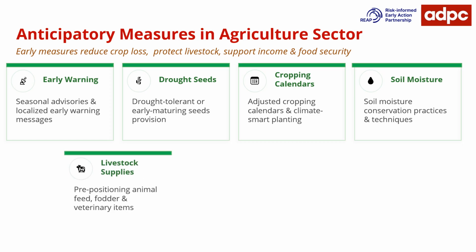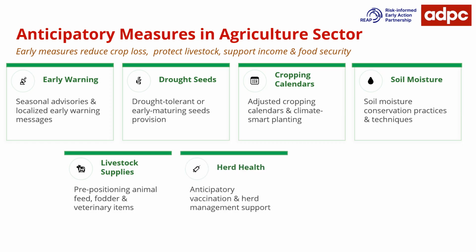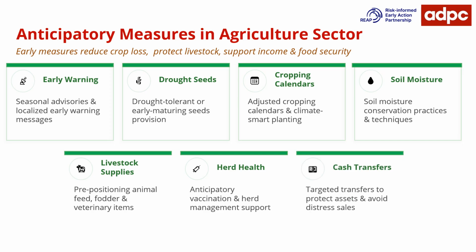Livestock supplies: prepositioning of animal feed, fodder, and veterinary items. Herd health: anticipatory vaccination and herd management support. And cash transfers: targeted transfers to protect assets and avoid distress sales.